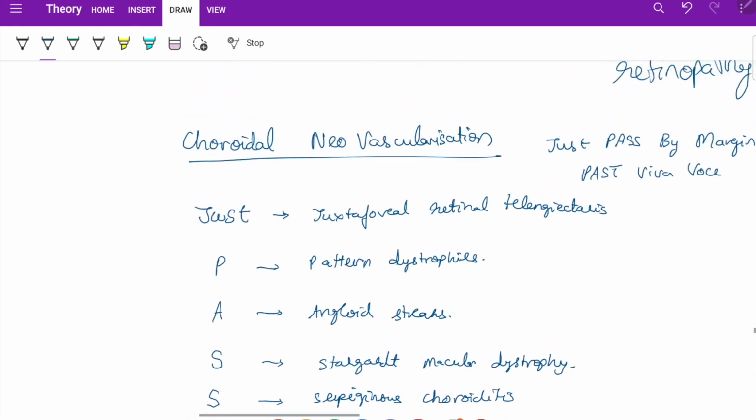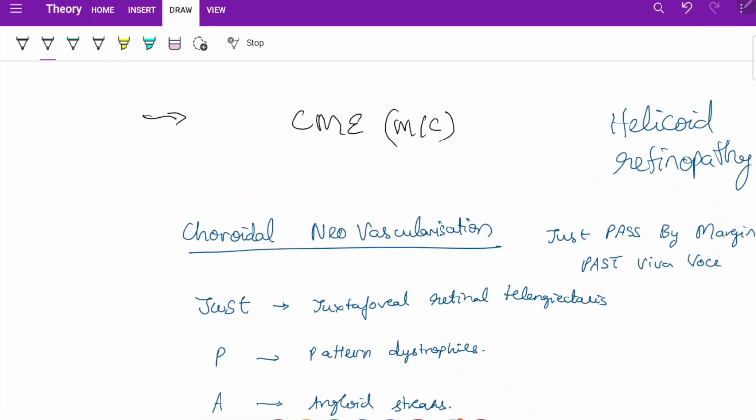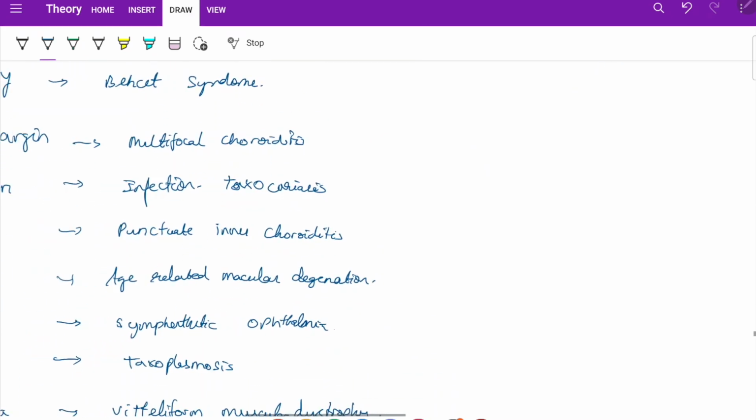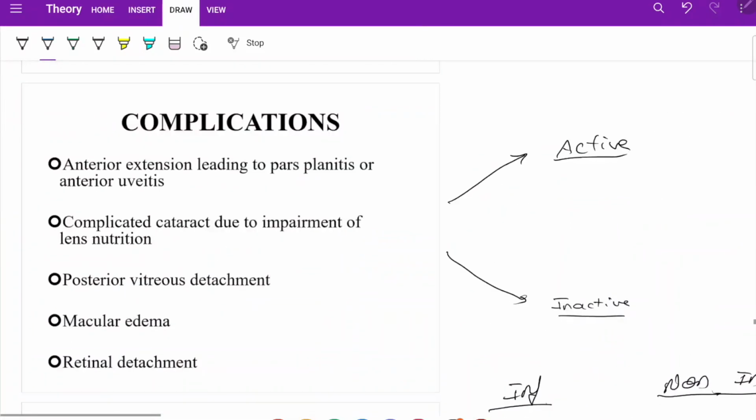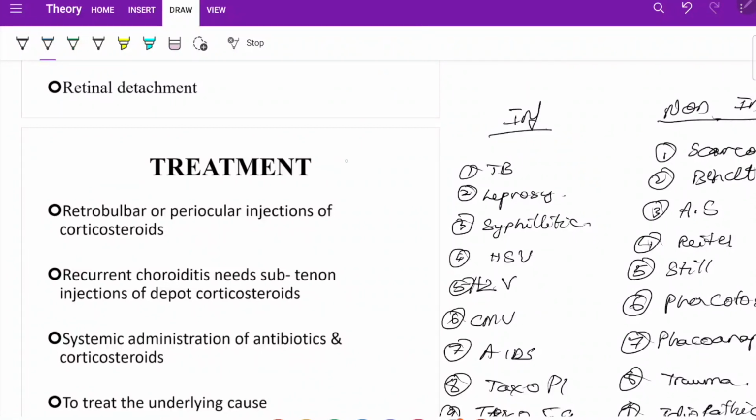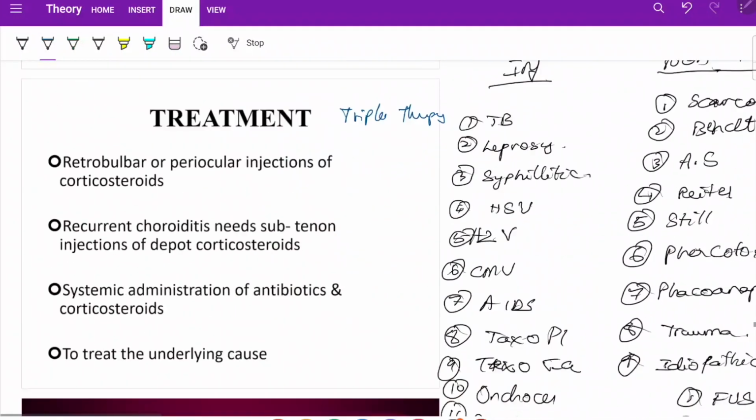Now coming to the treatment of this posterior uveitis. So when you look at treatment of posterior uveitis, always remember, most of the posterior uveitis is going to be caused by ocular toxoplasmosis. So what you are going to do is follow triple therapy. In ocular toxoplasmosis always follow triple therapy. Okay, so what is this triple therapy?